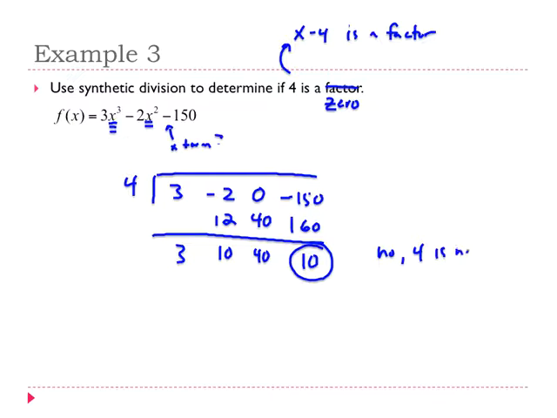4 is not a 0 of that polynomial function, 3x cubed minus 2x squared minus 150. Okay? And of course, had we ended up with a remainder of 0, then 4 would have been a 0 of the function, and x minus 4 would have been a factor.